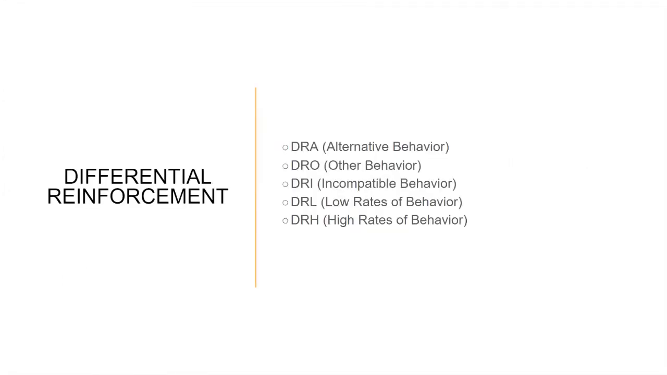So, the 5 types of differential reinforcement. The first is differential reinforcement of alternative behavior, where we reinforce a different behavior than the target behavior. Differential reinforcement of other behavior, where we reinforce a behavior other than the one we are targeting. Differential reinforcement of incompatible behavior, where we reinforce a behavior that is incompatible with the target behavior. And differential reinforcement of low rates of behavior and of high rates of behavior, where we're trying to decrease or increase a behavior that has already been learned.